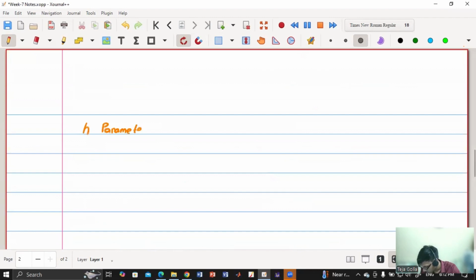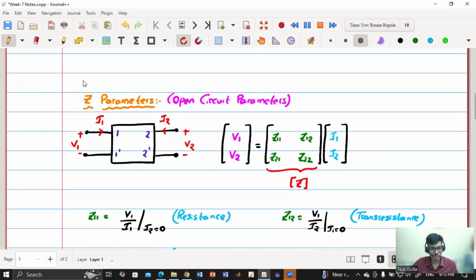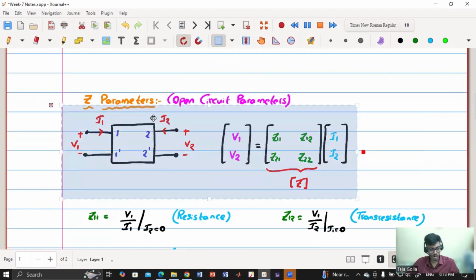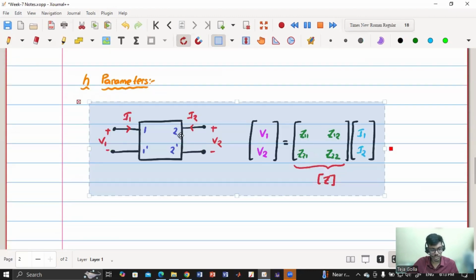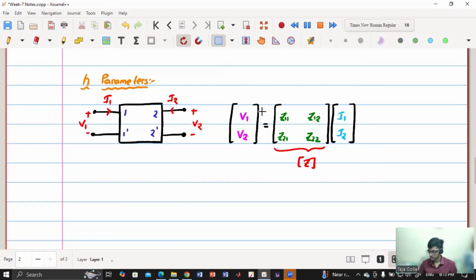Now we'll discuss H parameters. They are also called hybrid parameters. Why are they hybrid? Because the input is neither the voltage nor the current, but just one voltage and one current. So that's why it is called hybrid parameters. The outputs are V1 and I2. So here we have I2, and that's why here it will be V2.